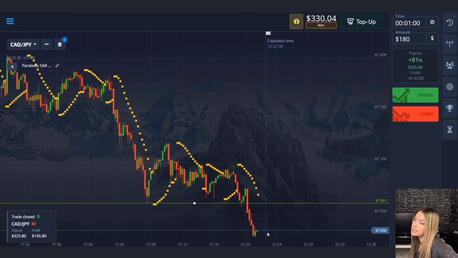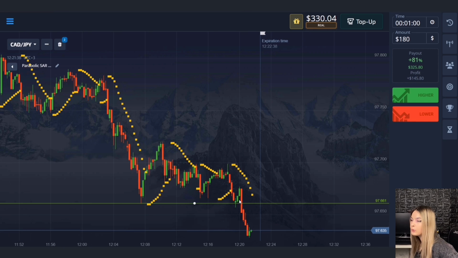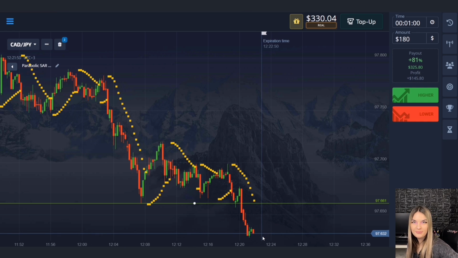Great guys, as you can see, this level was broken and we made a profit. The price has a really great potential for a decline and our indicator turned out to be right again. Situations like this were great. So guys, let's continue and consider another situation on the market.